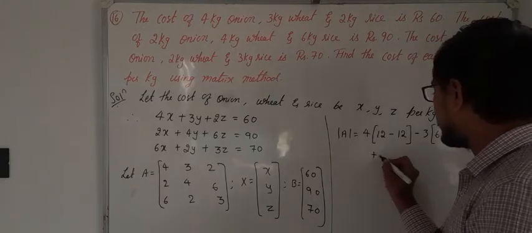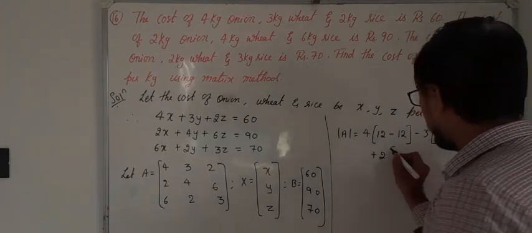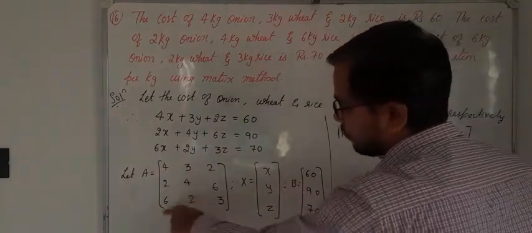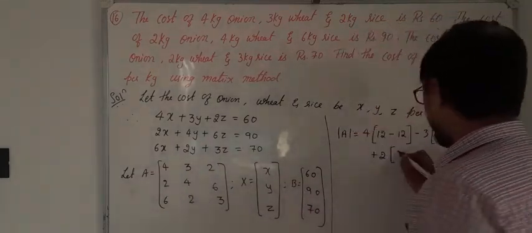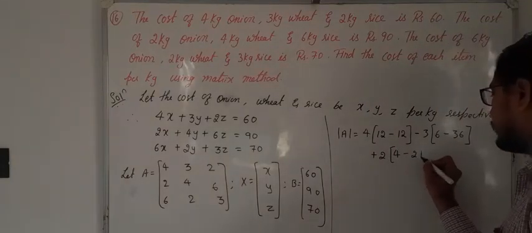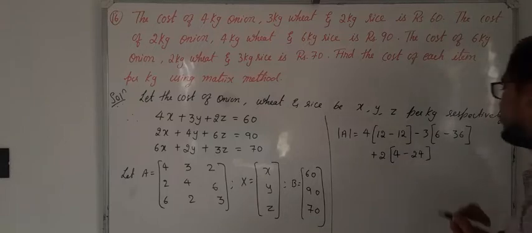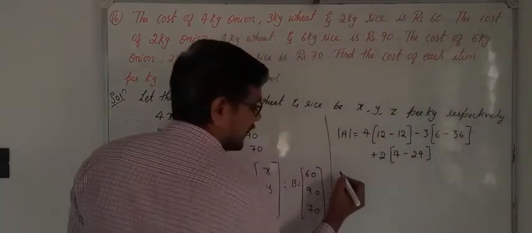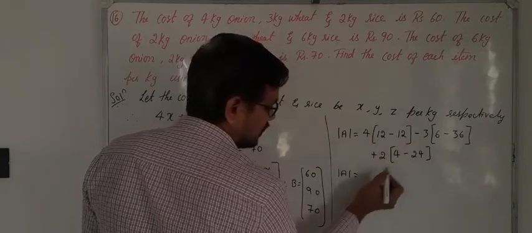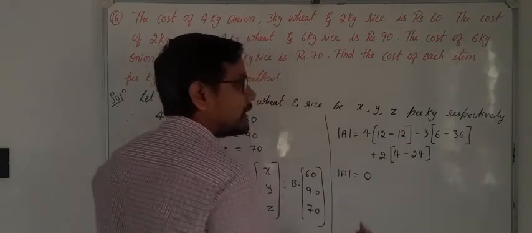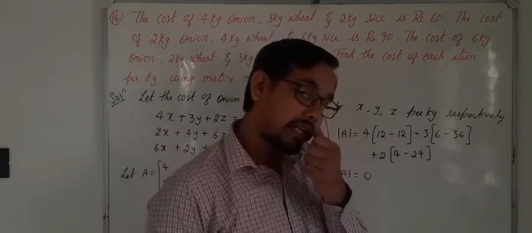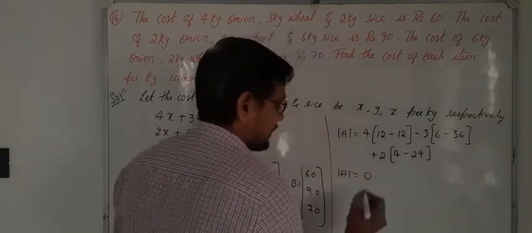Right? Plus 2, the last element is 2. So leave the row and column containing 2, that is the first row and third column. What is left? 2, 4, 6, 2. 2 into 2 is 4, minus 6 into 4, 24. Right? So I can write determinant A as 12 minus 12, 0, 0 into anything is 0. Right? 6 minus 36 is minus 30, minus 30 into minus 3 plus 90.